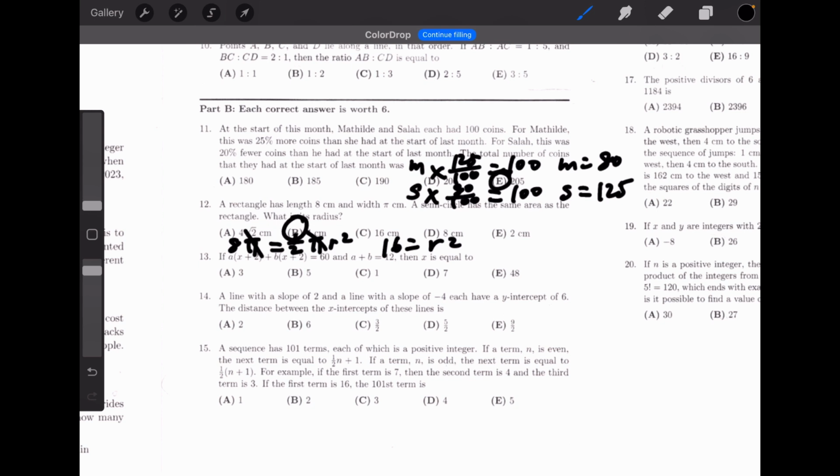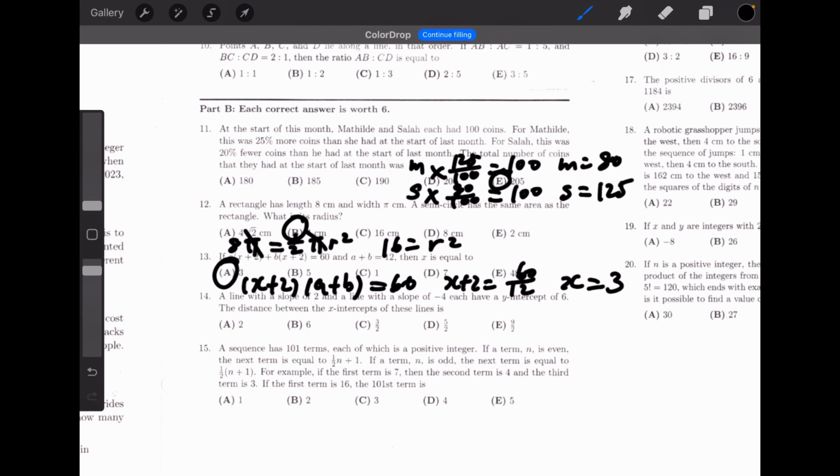And this gives us 4 as r. Number 13. If a(x plus 2) plus b(x plus 2) equals 60, and a plus b is 12, then x equals... Okay, so if we take out x plus 2 from both terms on the left side, then we're left with (x plus 2)(a plus b) equals 60. And because a plus b is 12, therefore x plus 2 must be 60 over 12, which is 5, and this leaves us with x equals 3. Option A.